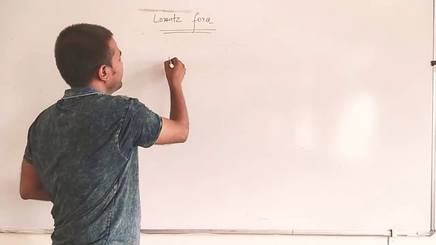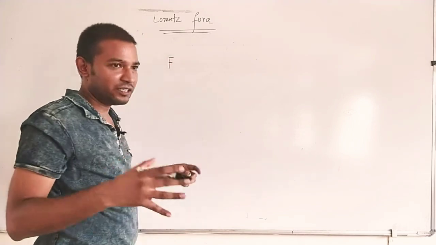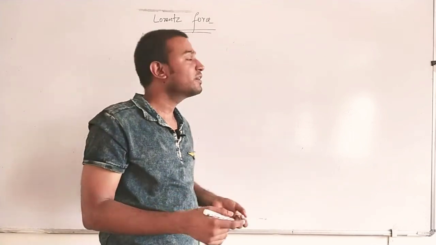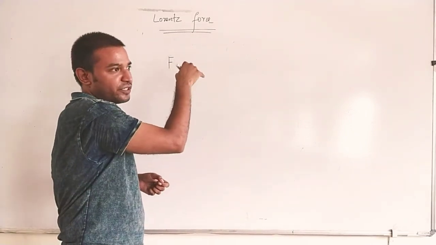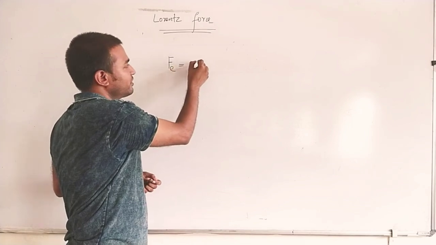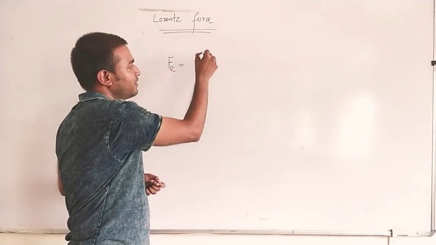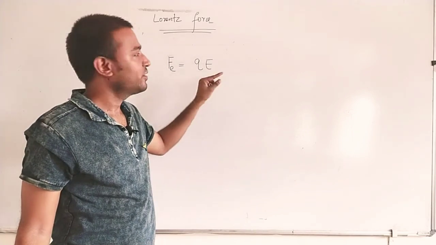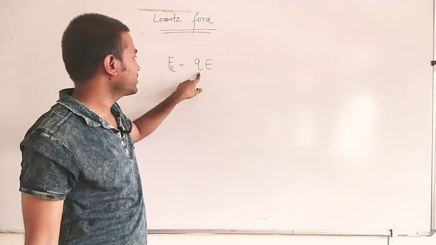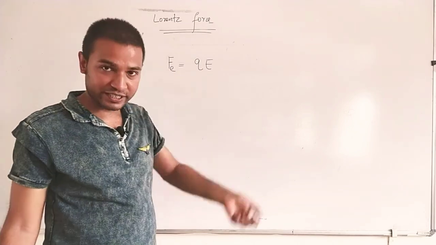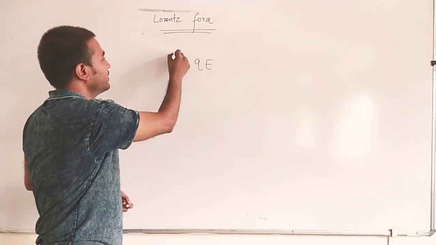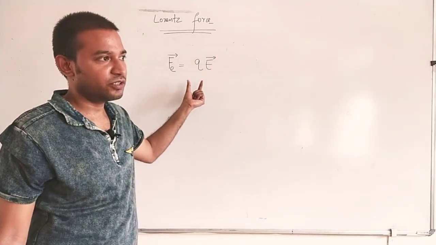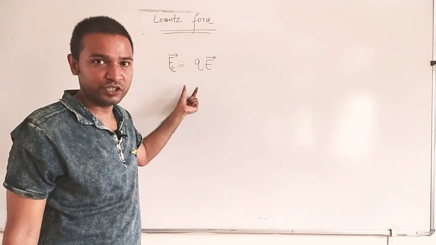You know very well that whenever a charge is present in an electric field, there is an electric force associated with it, and that electric force expression we write simply as the product of the charge and the electric field. So it will be QE, where Q is the charge and E is the electric field. As it is a vector quantity, I am putting a vector sign. So the electric force acting on the body is QE.